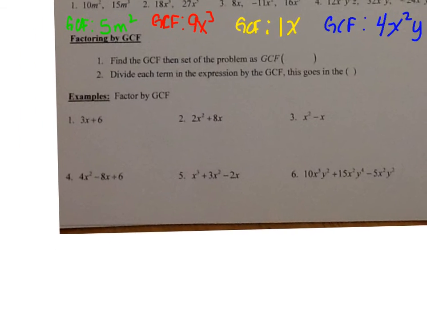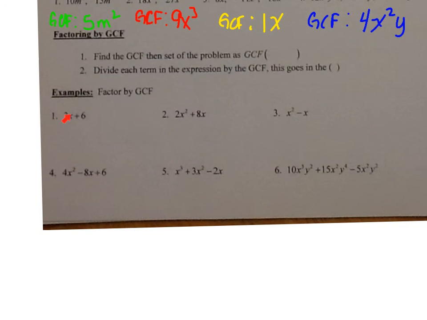So let's take a look at the first one. I have 3x plus 6. So what's the GCF? Notice both terms do not have an x, so I'm only going to have a number. So the GCF is 3. So I'm going to put 3 on the outside of parentheses and then divide everything by 3. That goes on the inside.